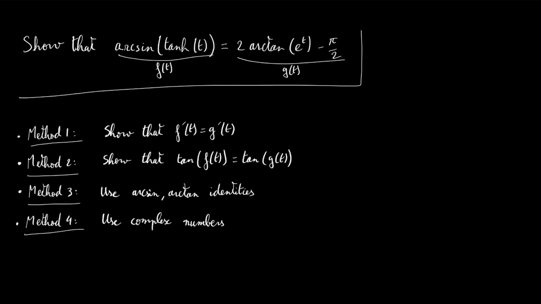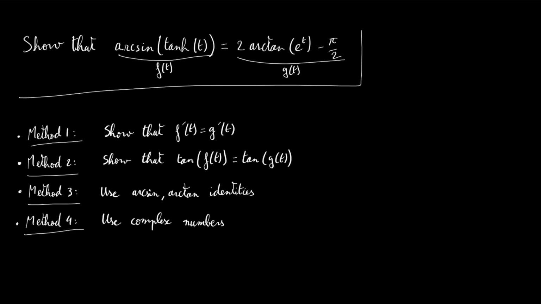The third method, we are going to use the arcsine and arctan identities. These identities might not be very well known, but you can actually find them on the Wikipedia page, and I provide the link of the page in the description of this video.